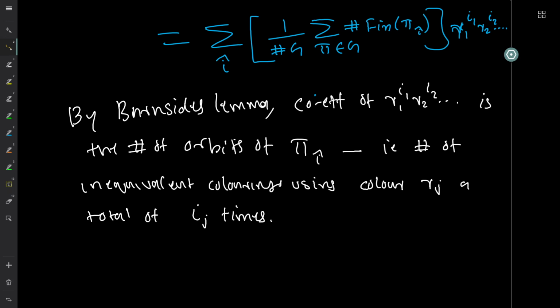So therefore, this is precisely the number of inequivalent colorings using color Rj total of Ij times, right? So that is what the coefficient of the monomial means. So this is what we wanted to prove, right? So we proved Polya's theorem as an application of Burnside's lemma.